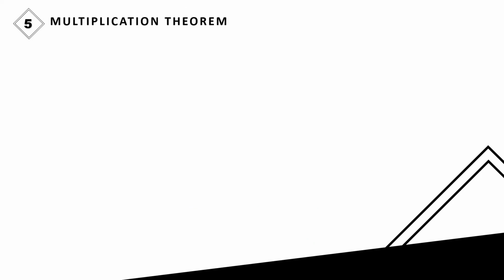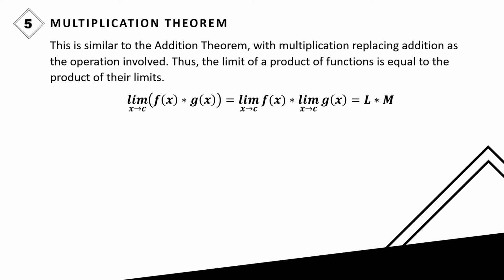The next theorem is called multiplication theorem. So, same process with addition theorem. Here, we just replace our operation by multiplication. So, ayan, same process lang yan. Nag-multiply tayo. So, the limits of the product of our function is equal to the product of the individual limits of our function.